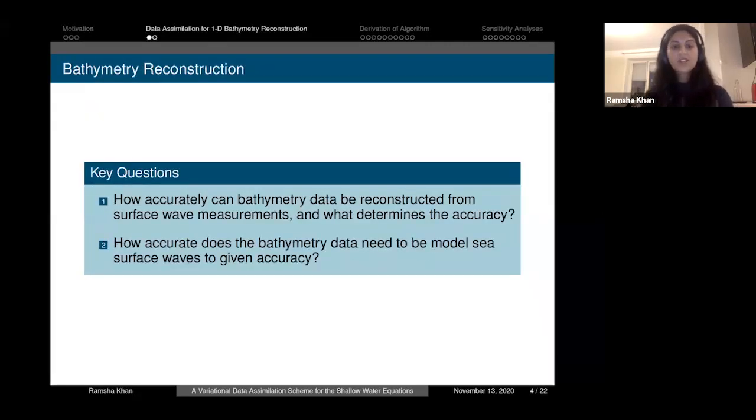And so the key questions we wish to address are, how accurately can the bathymetry data be reconstructed given this information and in this method? And what determines the accuracy? And secondly, if our key motivation is tsunami modeling, which is the propagation of the surface wave to a degree of accuracy that we need it to be, then how accurate does our bathymetry reconstruction need to be in order to achieve the accuracy in the surface wave?